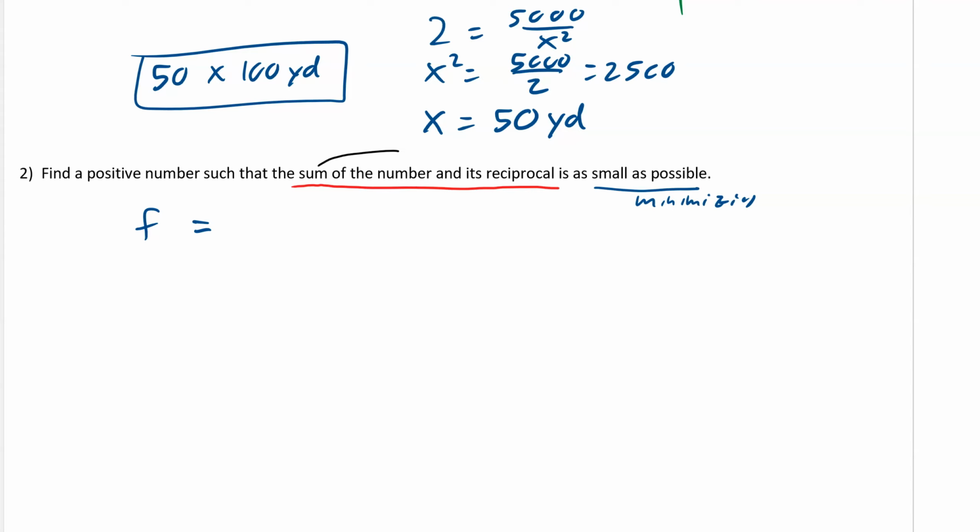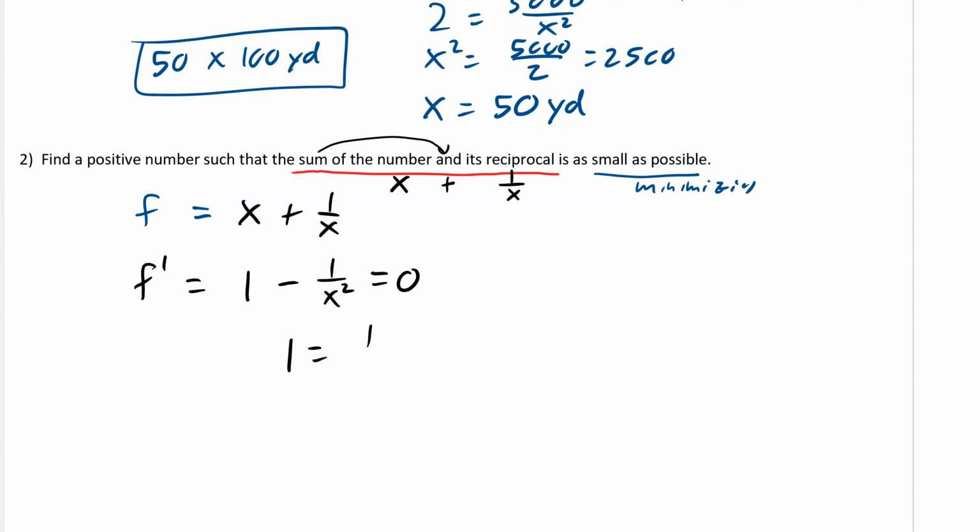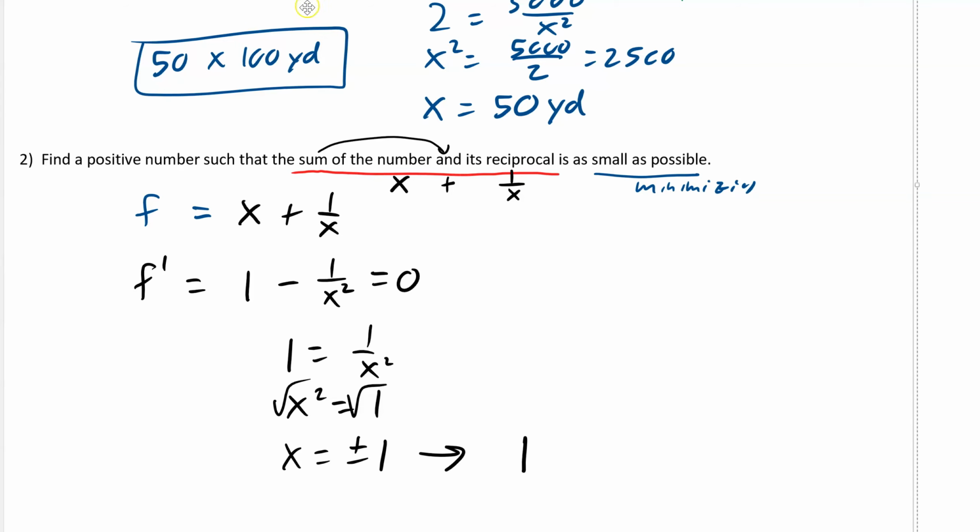If we translate this, sum goes here, that's plus the number, and then reciprocal just means to flip it, like that. So that is our function, x plus 1 over x. It's all one letter. Now if we take the derivative, we get 1 minus 1 over x squared. It's just like we did up here. Then set it equal to 0. x squared equals 1. Square root, x equals plus or minus 1. But it does say positive, so 1. Find a positive number such that the sum of the number and its reciprocal is as small as possible.